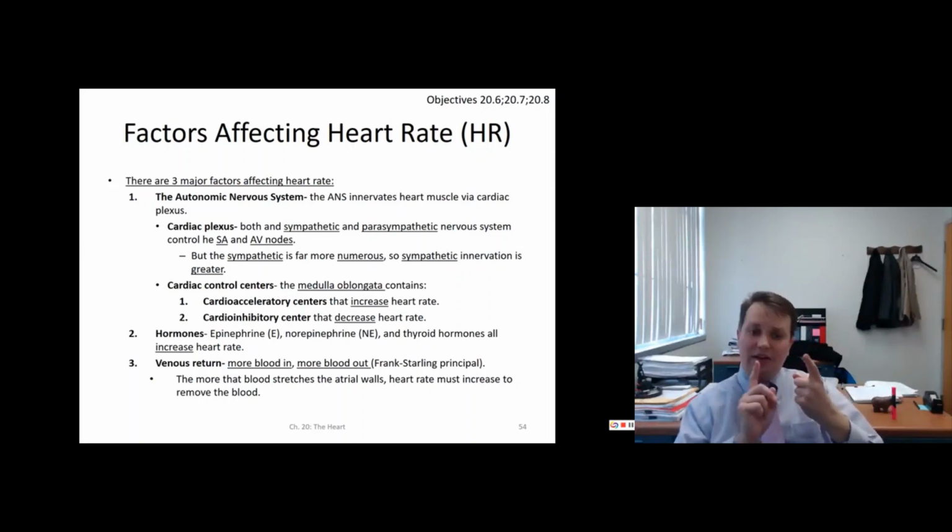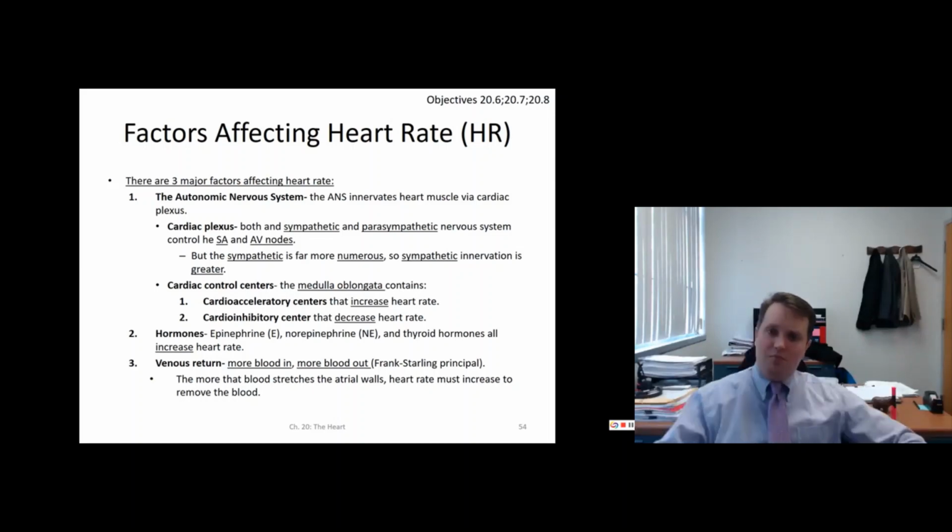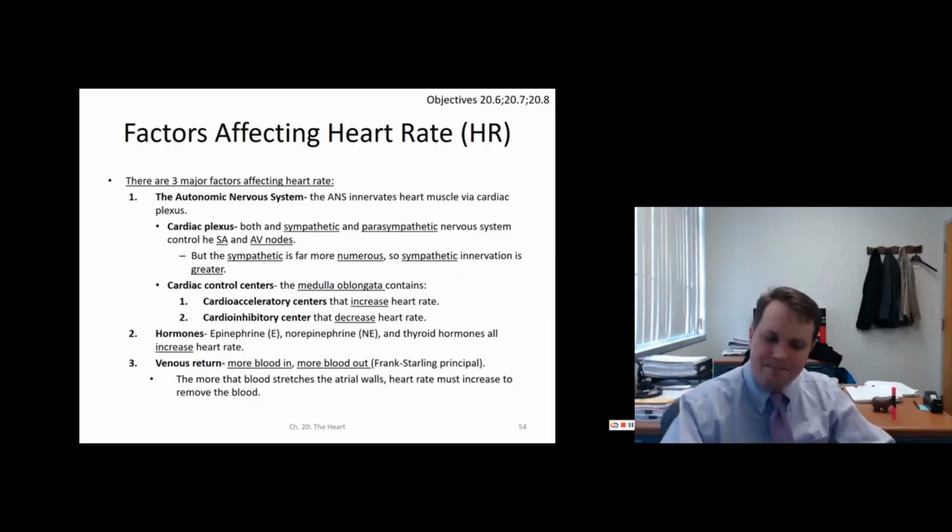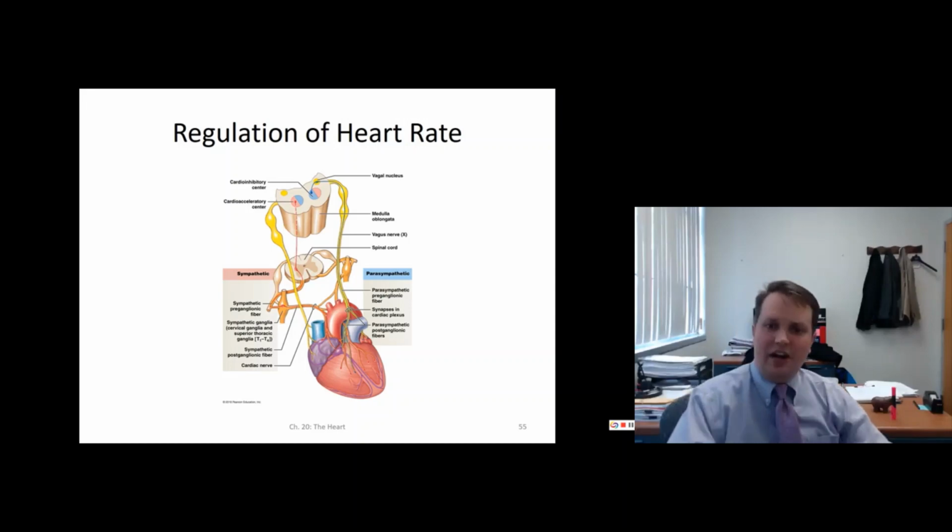Now that means there's more blood stretching the atrial walls. That means your heart rate goes up to try to get that blood cleared out, okay? So anytime you ever increase the stretch of the heart walls, that causes your heart rate to go up. This is why when you work out and you move your body, you start to increase the venous return, which starts to increase the heart rate, okay? And you can actually see your cardio-inhibitory and acceleratory centers in the medulla oblongata.